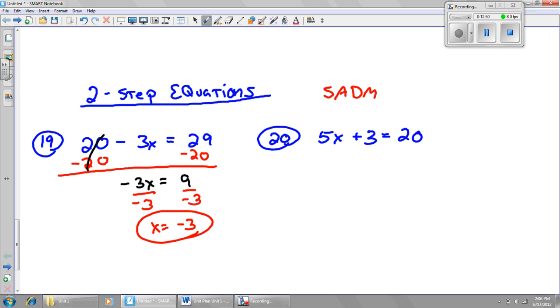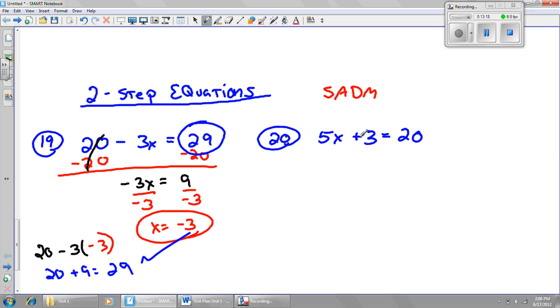I can check my answer like so. 20 minus 3 times negative 3. And let me see what that equals. Well, I'm going to get 20. Negative 3 times negative 3 is positive 9, which equals 29. And look right here, the original problem equaled 29, so it checked.